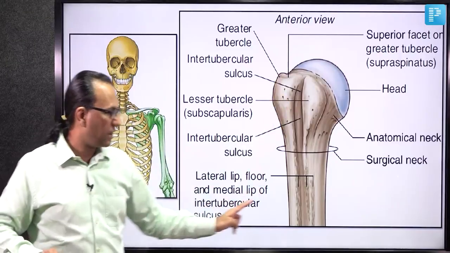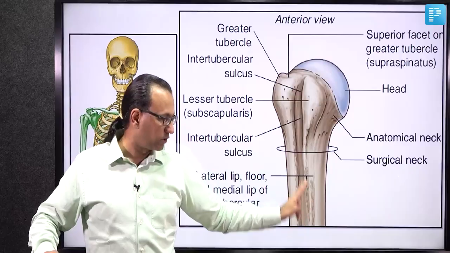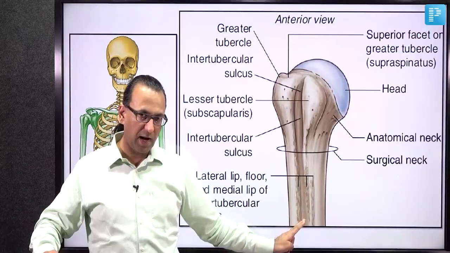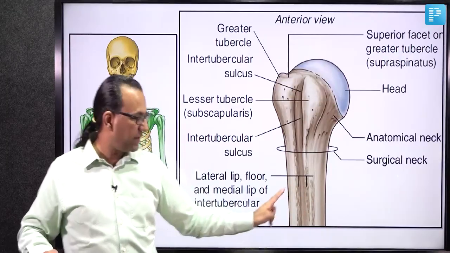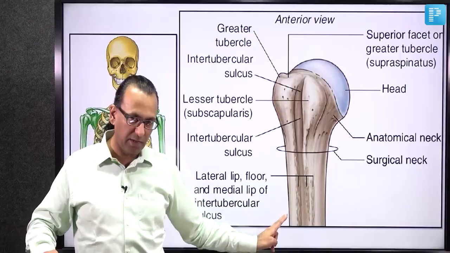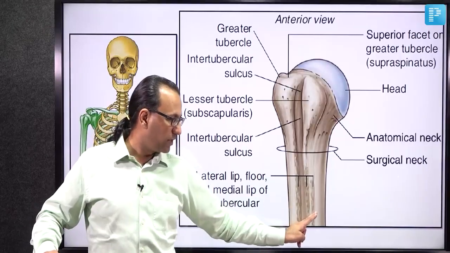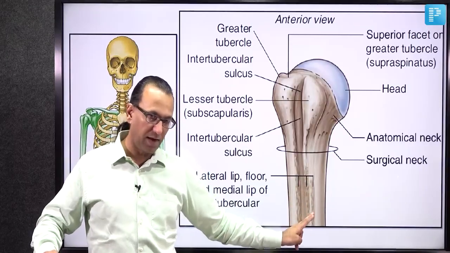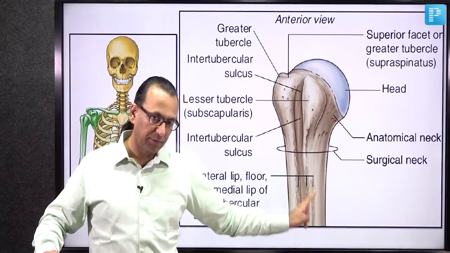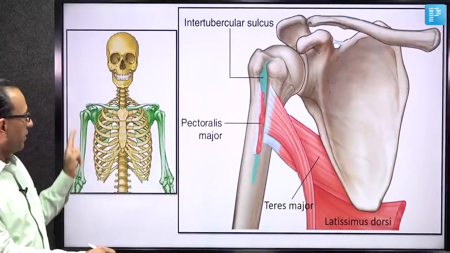As you will find here is the lady between two majors. The insertion of the latissimus dorsi from the lower back is at the floor of the bicipital groove, and laterally is the pectoralis major coming from the anterior wall of the axilla, and posteriorly you have the teres major, the posterior wall of the axilla, attaching to the medial lip of the bicipital groove. So here you can see the lady between the two majors.